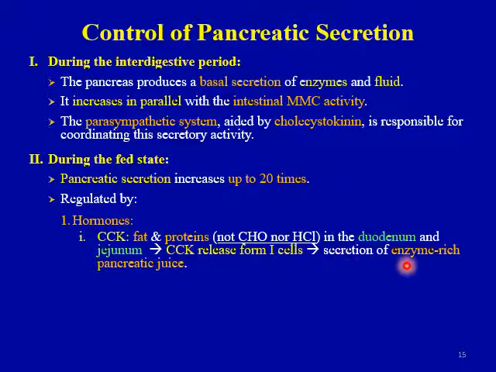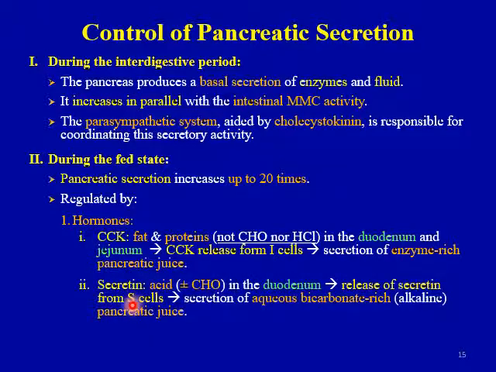This will lead to secretion of enzyme-rich pancreatic juice. Then secretin is released in response to acid and to some extent carbohydrate in the duodenum. Both will stimulate the release of secretin from S cells in the intestinal glands. Secretin will stimulate secretion of aqueous bicarbonate-rich alkaline pancreatic juice. So CCK will mainly stimulate the acinar cells because they have the CCK receptor, while secretin will stimulate the duct cells that produce a large amount of pancreatic juice, which is very rich in bicarbonate.